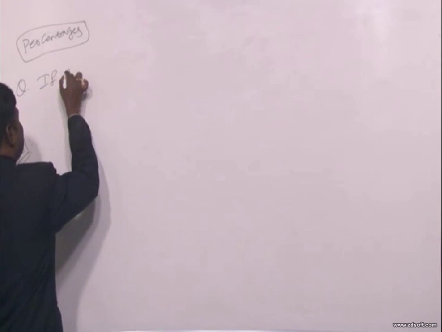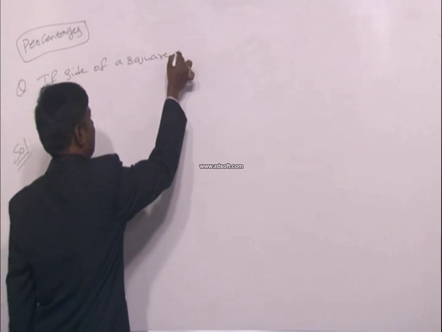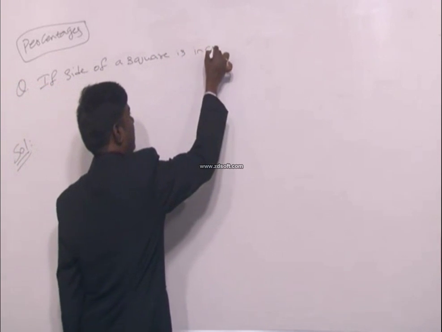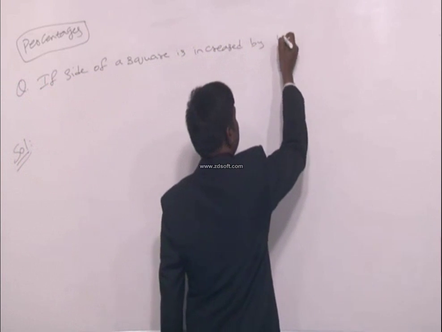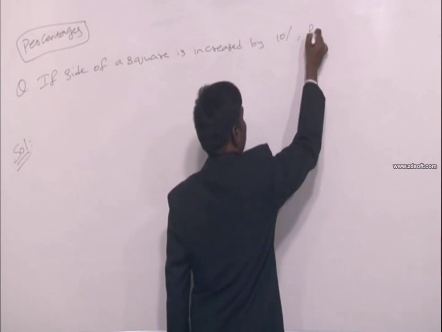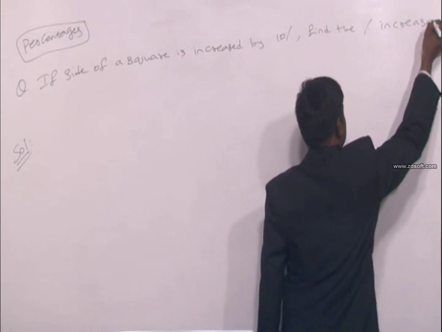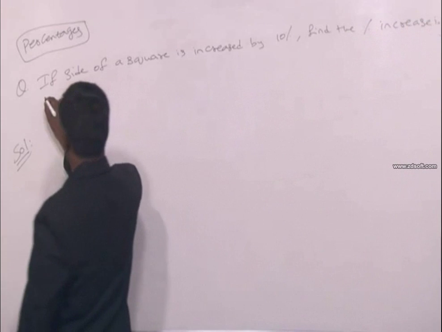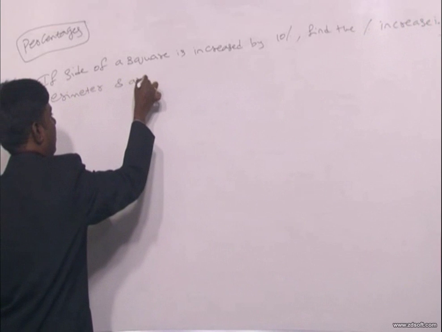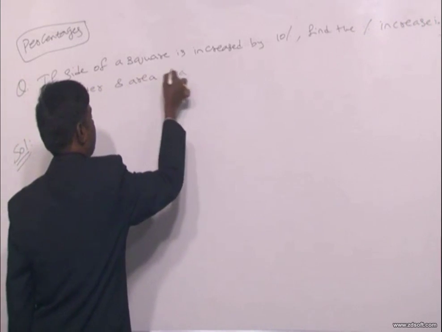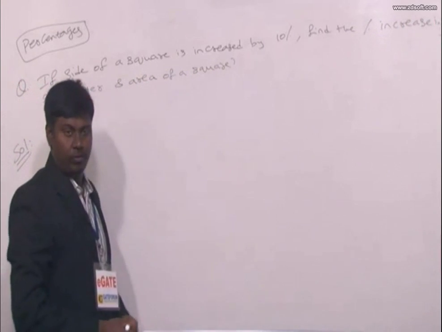If side of a square is increased by 10%, find the percentage increase in perimeter and area of a square. Try this problem.